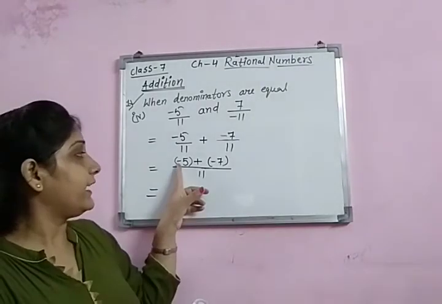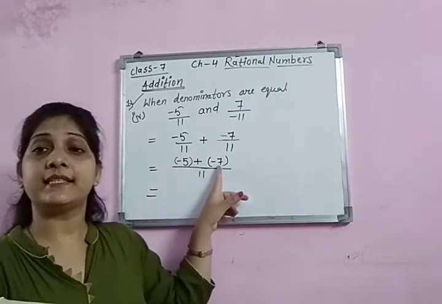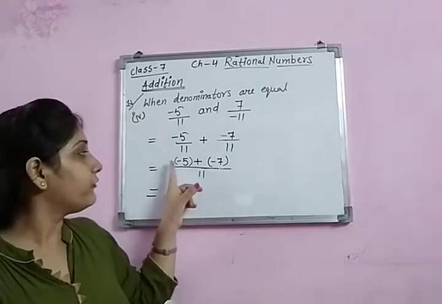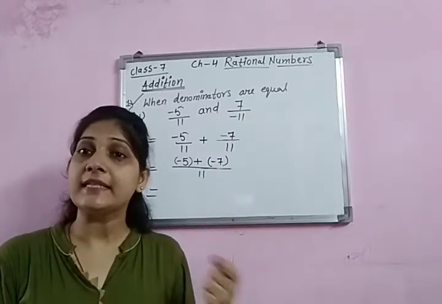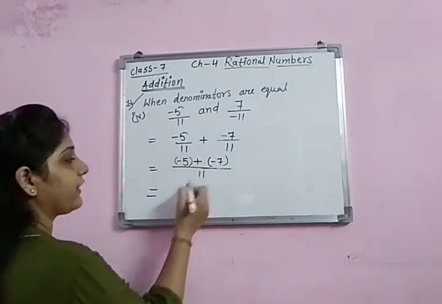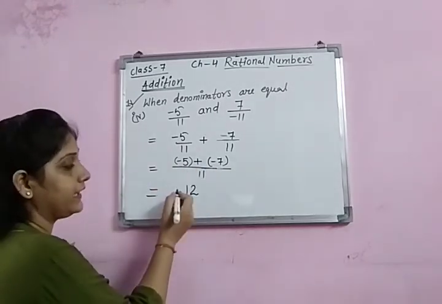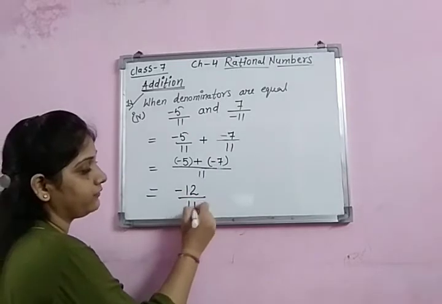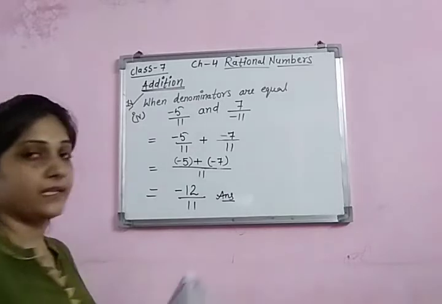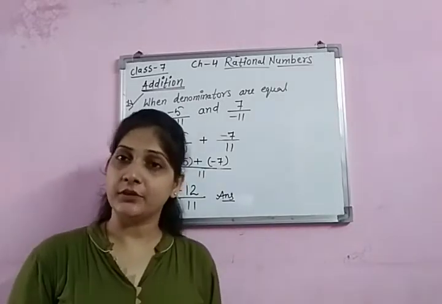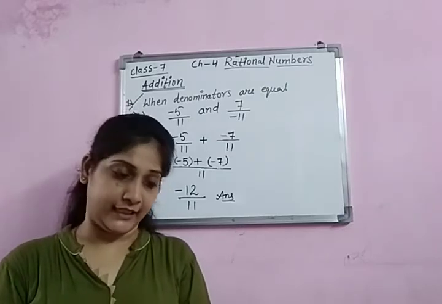Now, negative 5 plus negative 7. Both numbers are negative. If both numbers are negative, we have to add, because same sign means addition. So 7 and 5 give us 12. Agree? And both signs are negative, so the answer will be negative. Negative 12 by 11. This is the answer. I hope it's clear to everyone. So with equal denominators, we can solve like that.